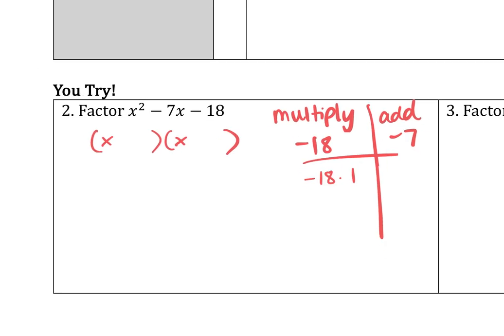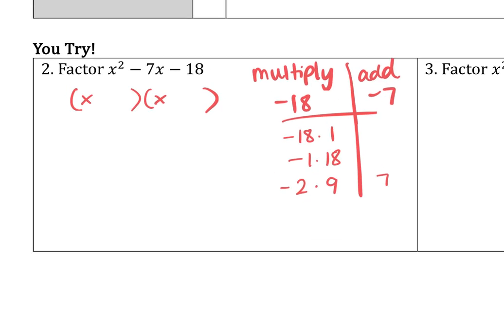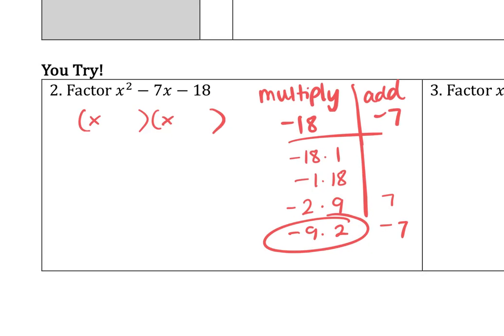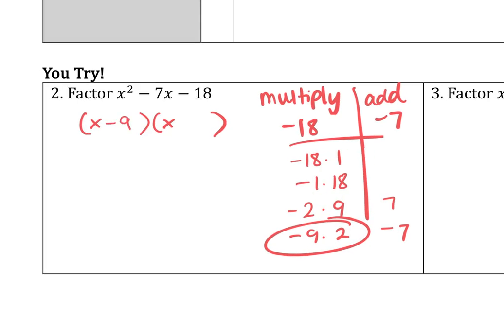Feel free to stop me. It's negative 2 and 9. No, that adds to positive 7. There we go. Negative 9 and positive 2 adds to negative 7. Those are the integers that we want. So the factored form of this is just x minus 9 times x plus 2. And there you go. Just like that, you've factored it.